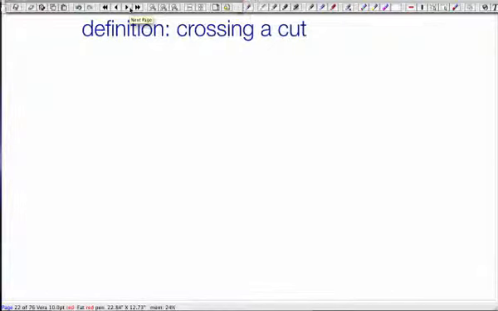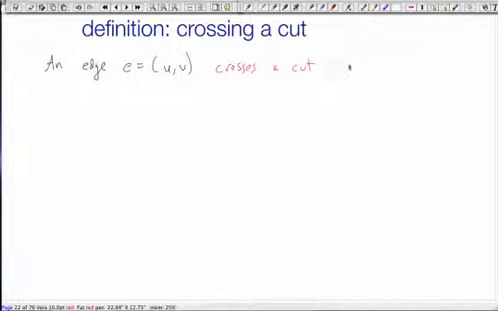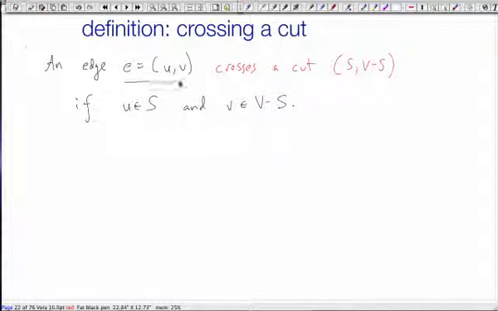So now what does it mean to cross a cut? An edge is going to cross a cut if one end of the edge is in one side of the partition and the other end of the edge is in the other.